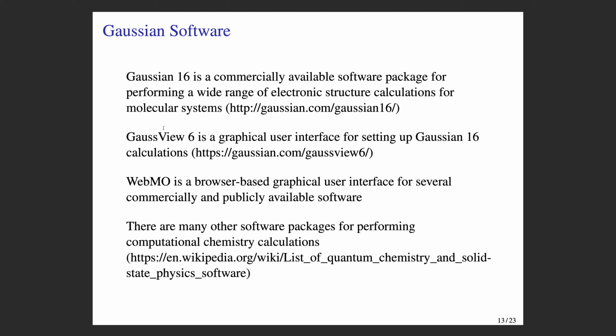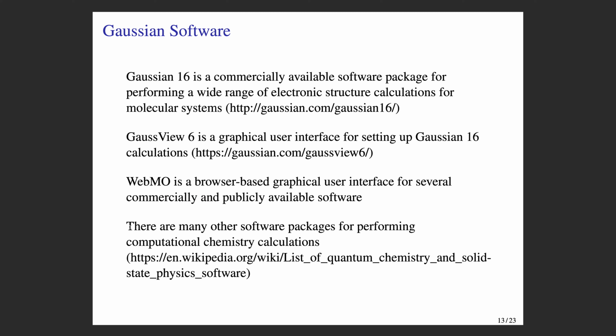Both of these programs are available in the numerical lab on the Macintoshes. GaussView 6 is also available on the Windows computers. However, Gaussian 16 is not available on the Windows computers. Nevertheless, you can still perform Gaussian calculations from the Windows computers by connecting to a WebMO server that I've set up in the numerical lab. This will allow you to use a normal web browser as the graphical user interface for Gaussian 16. It also works with other commercially and publicly available electronic structure software packages.